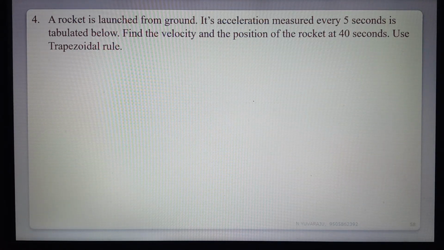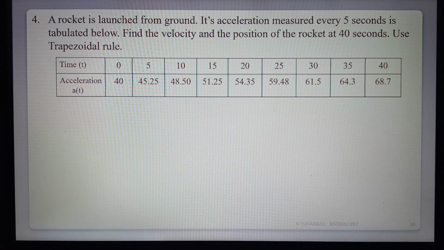So next example. This is an important question, a very important long question. A rocket is launched from the ground. Its acceleration measured every 5 seconds is tabulated below. Find the velocity and the position of the rocket at 40 seconds. Use the trapezoidal rule. This is an application of numerical integration, finding the velocity and position of the rocket. Where is the rocket at 40 seconds?